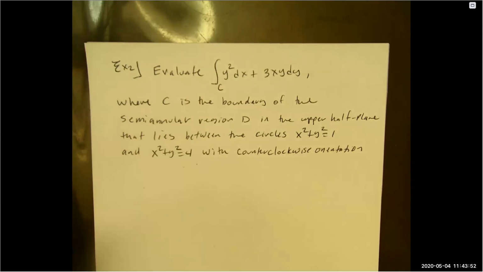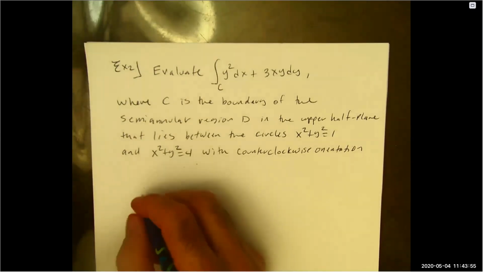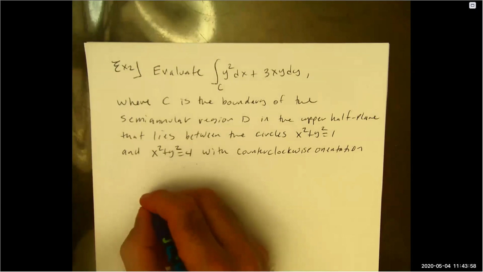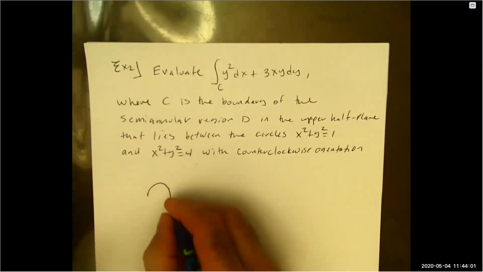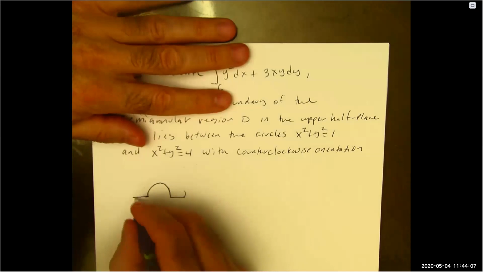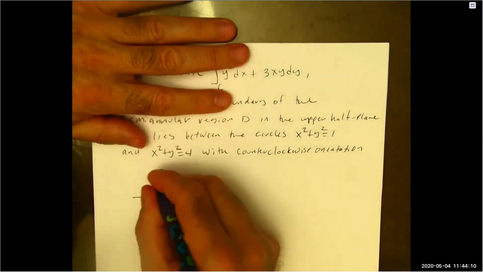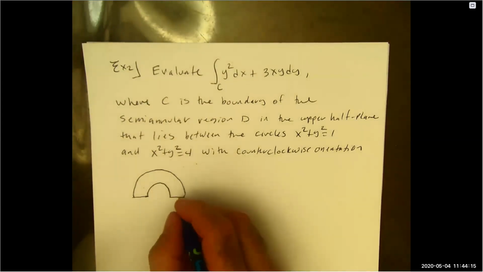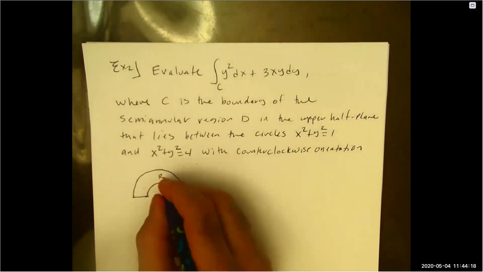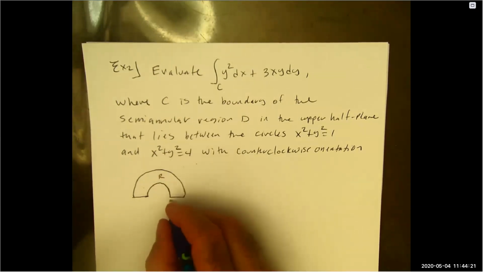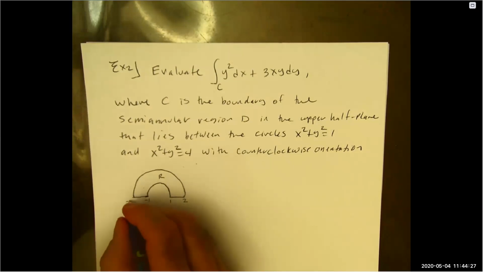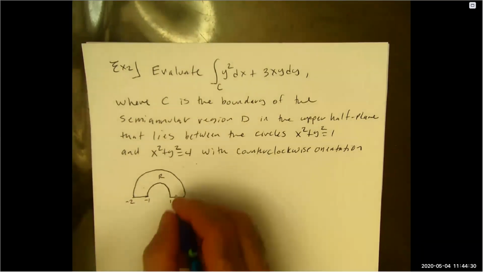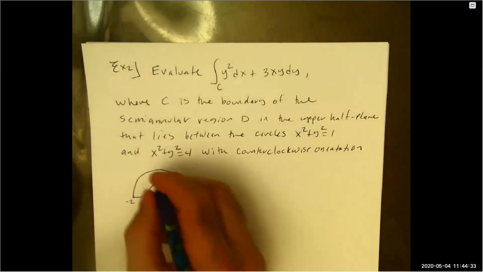All right, so let's first of all graph the region. And so we're going to have a region that looks like this. And so this is our region. Here, if this was on the x-axis, this would be at 1, and this would be at 2. And then here you'd be at -1 and -2 along the x-axis. And then your orientation along it is counterclockwise.